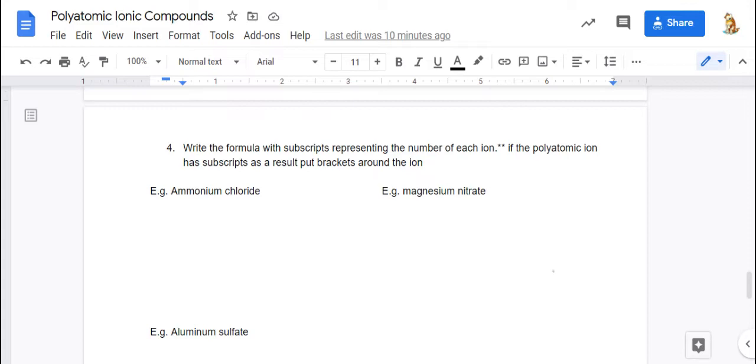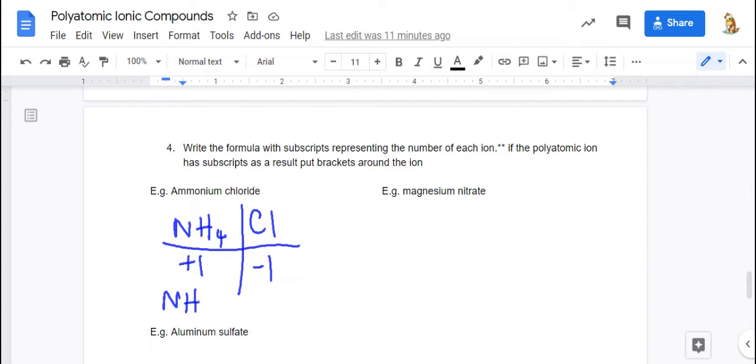So ammonium chloride, NH4. This has a charge of +1. Chlorine has a charge of -1. They add up to 0, +1 and -1. So the formula is NH4Cl. Don't have to multiply anything.